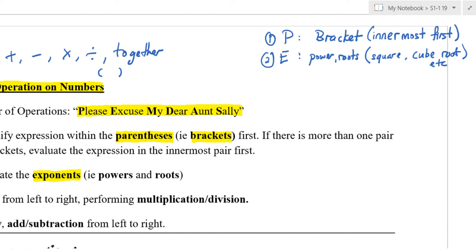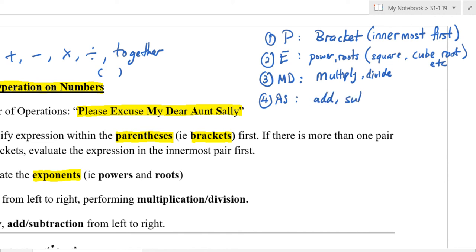M stands for what? Multiplication, division. M and D stands for multiply and divide. Aunt Sally, the A and the S, add and subtract.